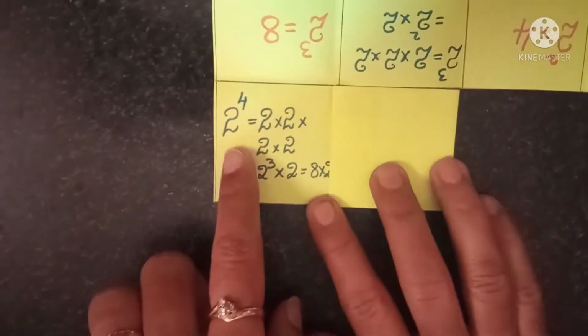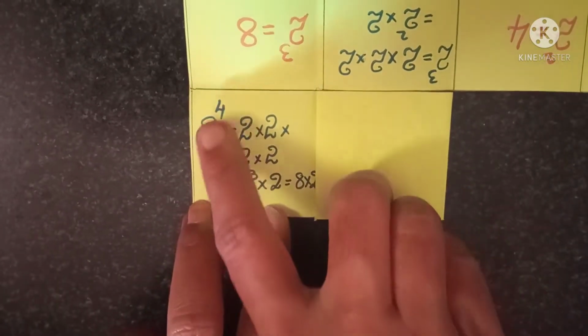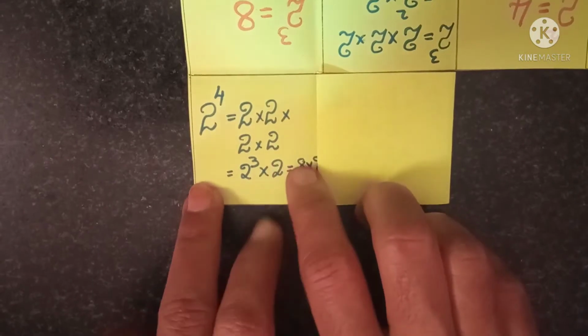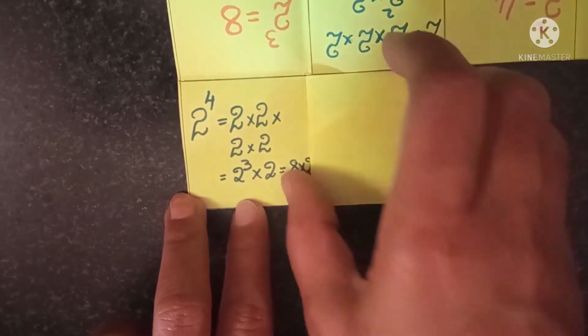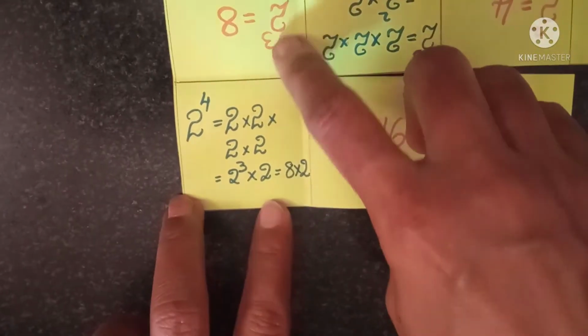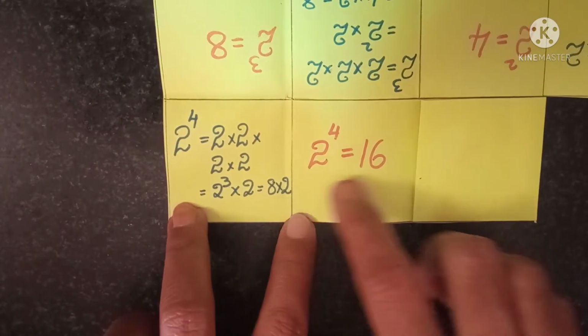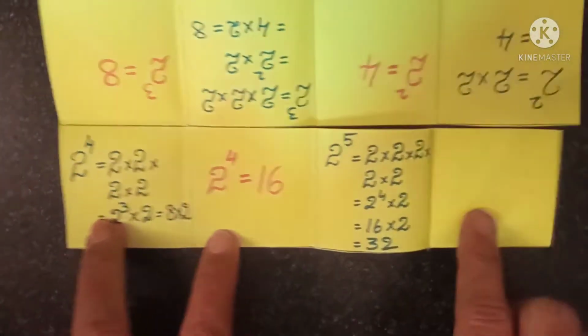Now we want to know 2 to the power of 4 value. 2 to the power of 4 means we want to multiply 2 for 4 times. And we can write it as 2 cube into 2. And we know the value of 2 cube is equal to 8. 8 into 2, that is 16. 2 to the power of 4 is equal to 16.